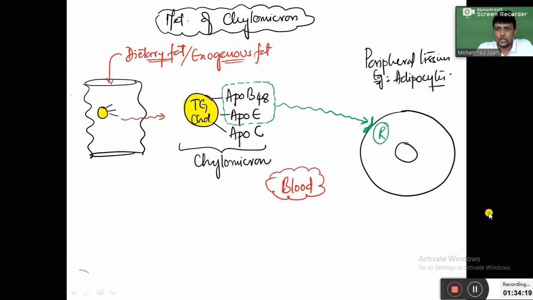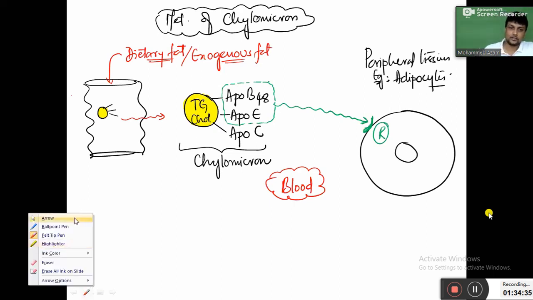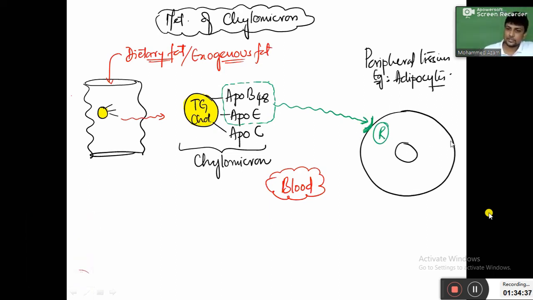Very good. So we have done the attachment, and who helps in the attachment? Who is going to help in the attachment? B48 and E, apoprotein B48 and E. Okay sir, again repeat, receptor. Brother, on the surface of the adipocyte you have a receptor, and this receptor is identified by B48 and E, and now these two will take this chylomicron and attach it here, sir. So the chylomicron has attached here, done.